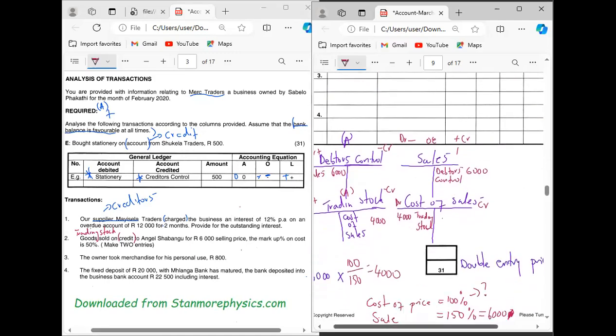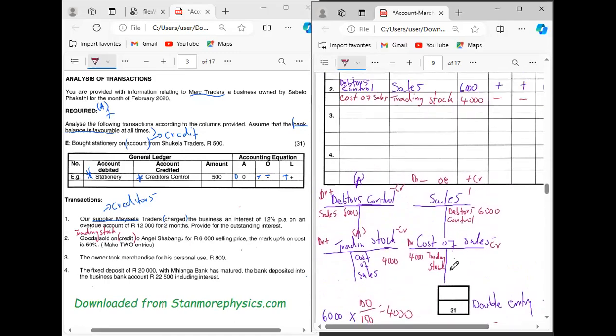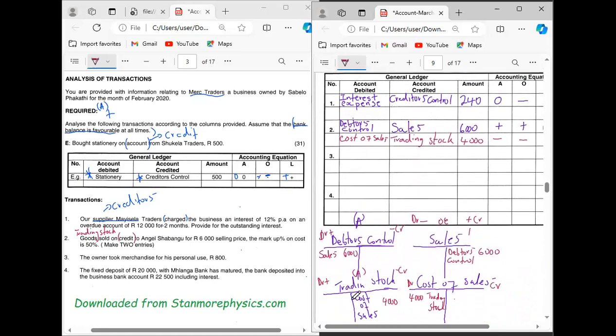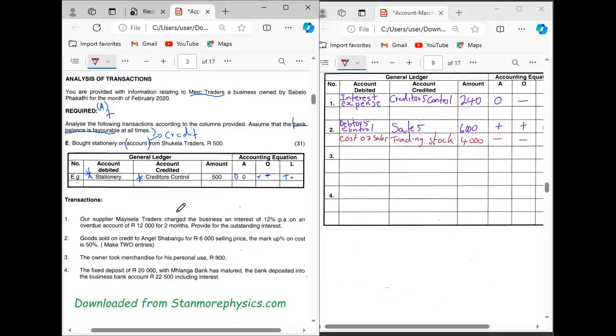So guys, this is how we do it. Please redo it. Whenever you sell goods and services, you need to have at least 4 accounts. Please make sure. Let's go to information number 3, similar to this one. It says the following: the owner took merchandise for his personal use, 800.